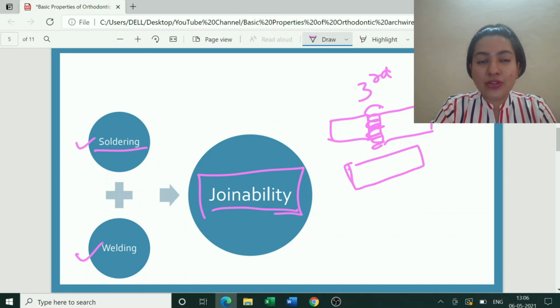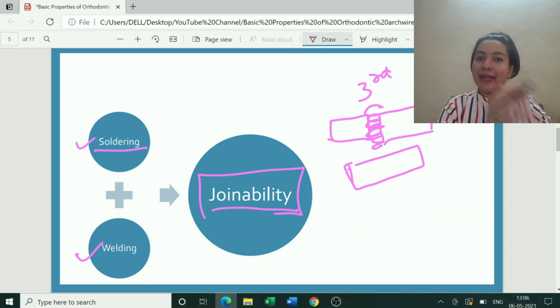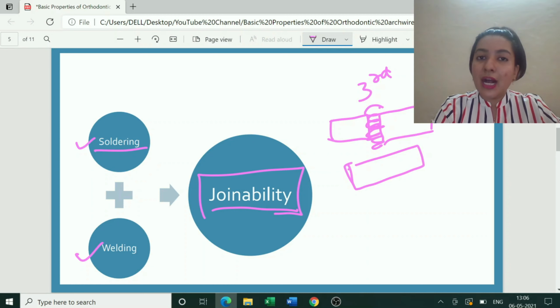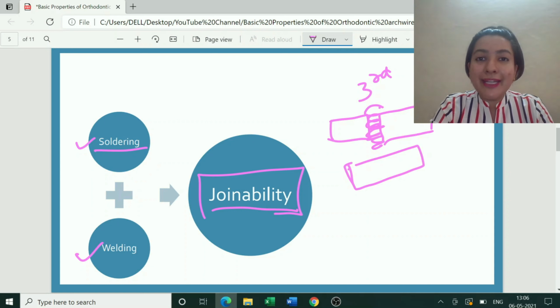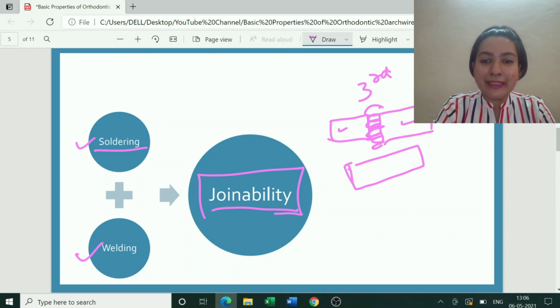Okay, and the original metal pieces which have to be joined are known as parent metal. The third metal which is used to join the first two parent metals is known as your filler material. So now, the basic property of the filler material should be what? The melting point of the filler material should be less than that of the parent material.